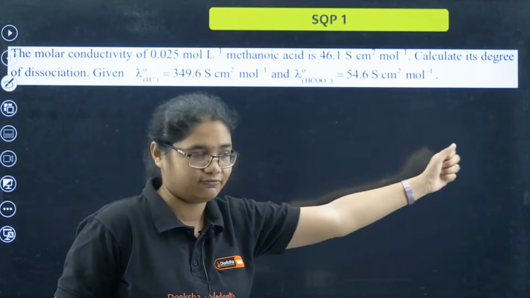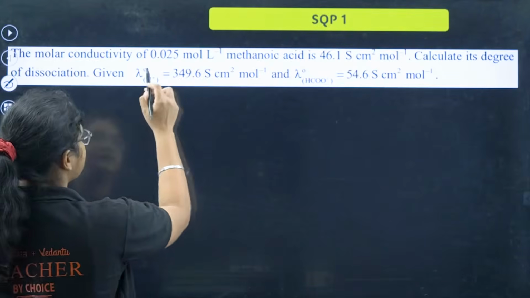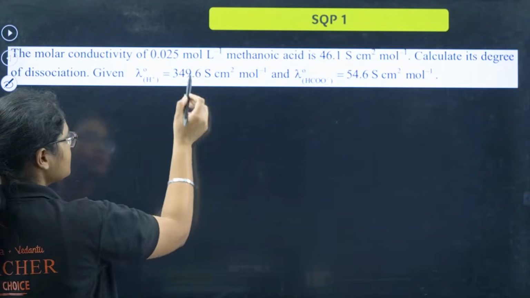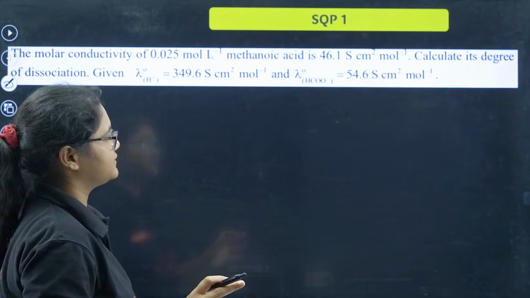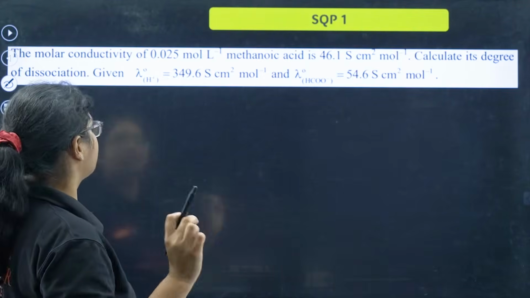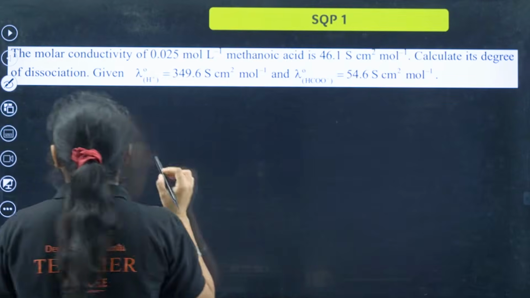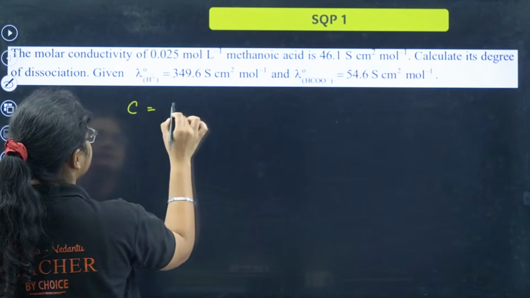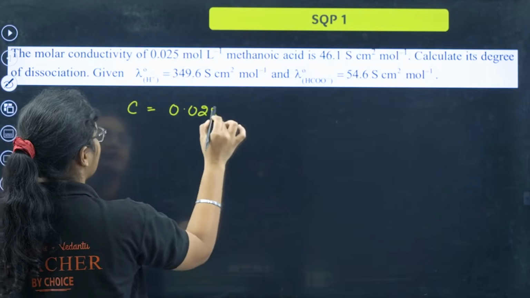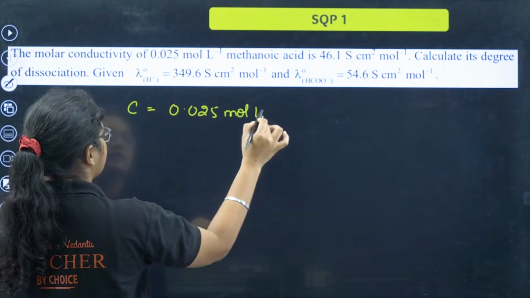SQP 1 of 2025. The molar conductivity of 0.025 mol per liter methanoic acid is this much; calculate its degree of dissociation. Okay, so first let us see what values are given to us. Concentration is given: 0.025 mol per liter.